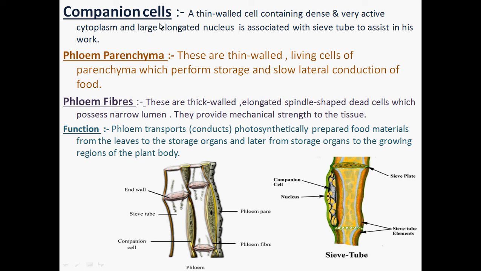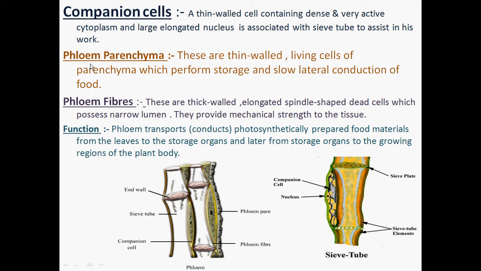So the companion cell is a thin-walled cell containing dense and very active cytoplasm and a large elongated nucleus. You can see in this figure, this is a companion cell which is being marked here. It contains a blackish colored nucleus, which is a large, elongated nucleus, and it also contains cytoplasm which is associated with the sieve tube to assist in its work. So this companion cell is helping for the metabolic functions of the particular sieve tube cell.